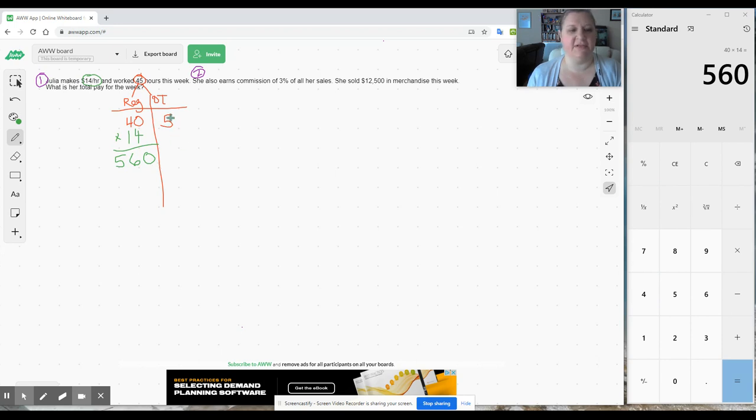Now we got to figure out her overtime. So it's 5 hours times her regular pay times 1.5. You could do the 1.5 separately and figure out that it's $21 per hour and then multiply 5 by 21, but we can just do it here all together. So 5 times 14 times 1.5 equals $105.